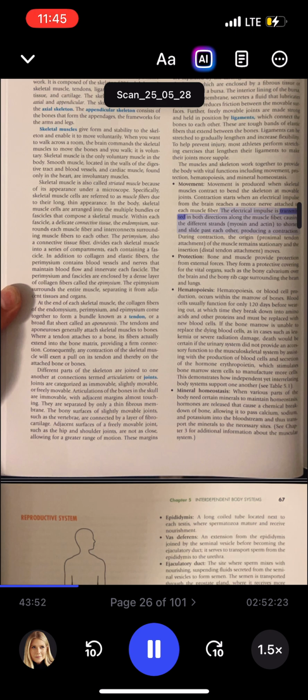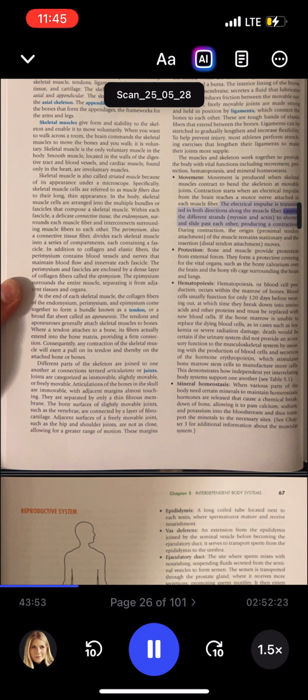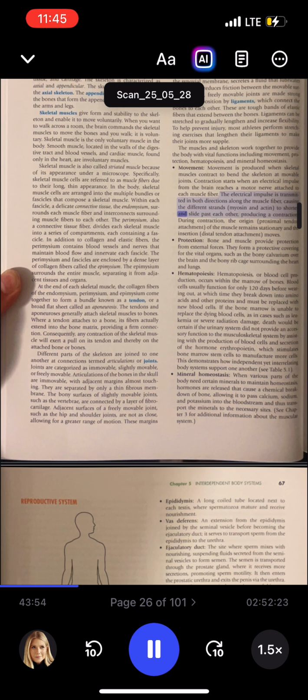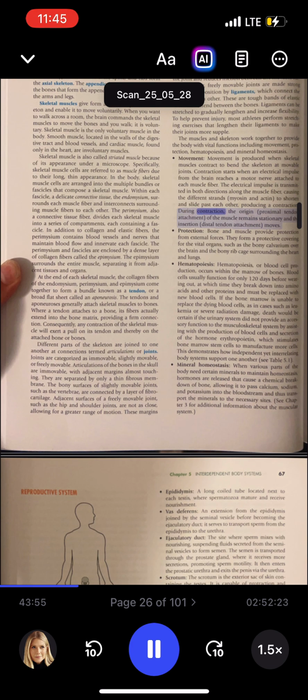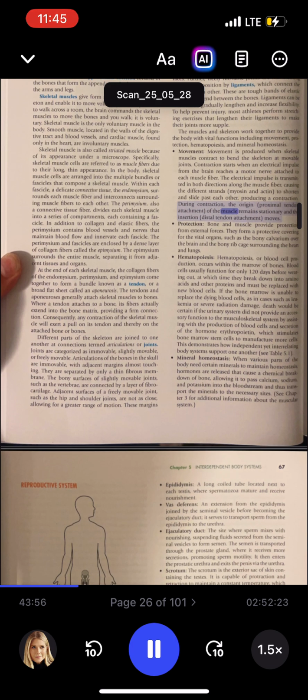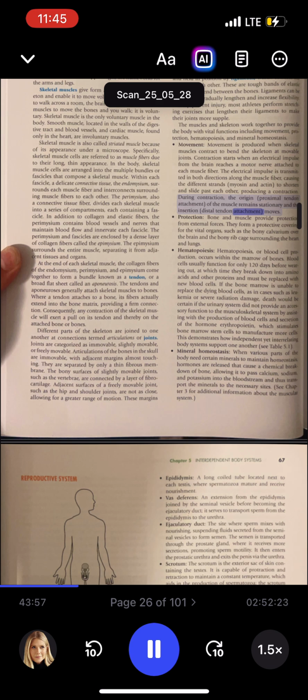The electrical impulse is transmitted in both directions along the muscle fiber, causing the different strands, myosin and actin, to shorten and slide past each other, producing a contraction. During contraction, the origin (proximal tendon attachment) of the muscle remains stationary, and the insertion (distal tendon attachment) moves.